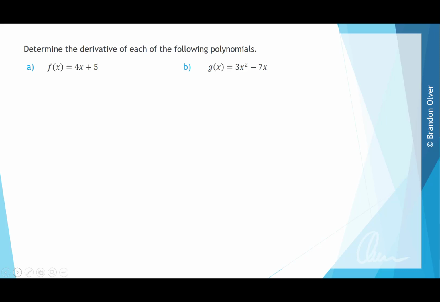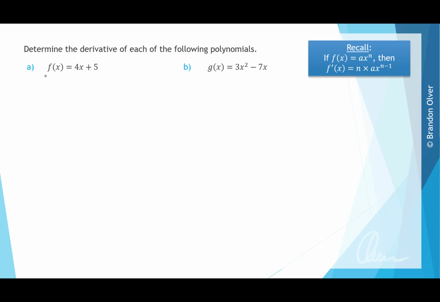Determine the derivative of each of the following polynomials. So quickly we want to recall that if we have a polynomial term f of x equals ax to the power of n, then we can find the derivative f dash of x by taking the power and multiplying it out the front, and then subtracting 1 from the power. So let's have a look at what that looks like.